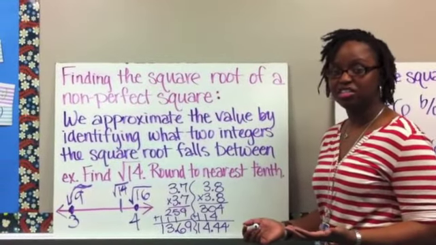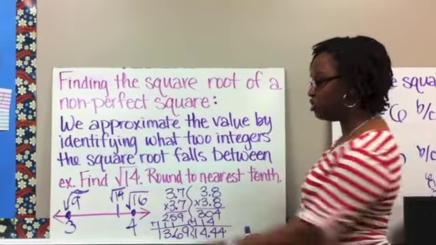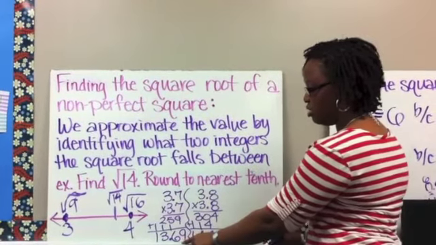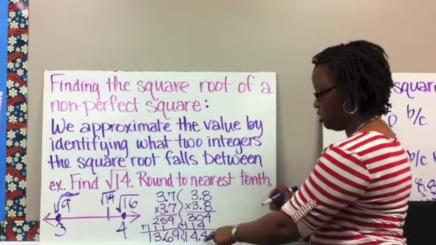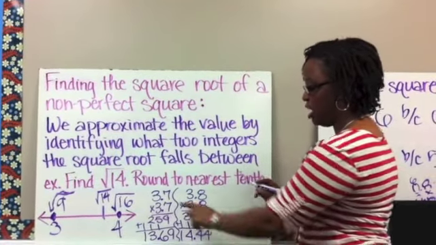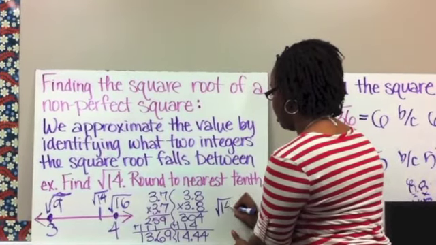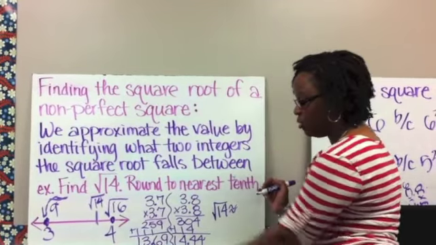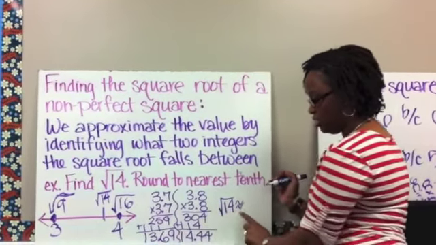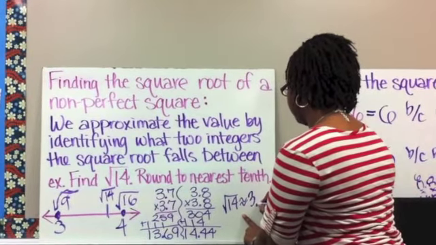So to decide on my answer rounded to the nearest tenth, I want to know which one of these gets me closer to 14. Okay? And so 13 and 69 hundredths is closer to 14 than 14 and 44 hundredths. And so I would say that the square root of 14, okay, is approximately, because it's not exactly equal, it did not come out to 14, so I'm going to use the sign for approximately, 3 7/10.